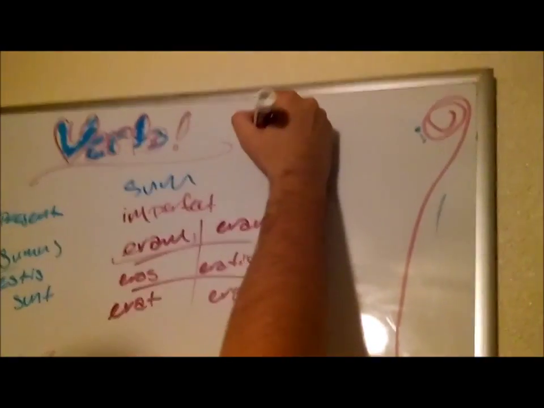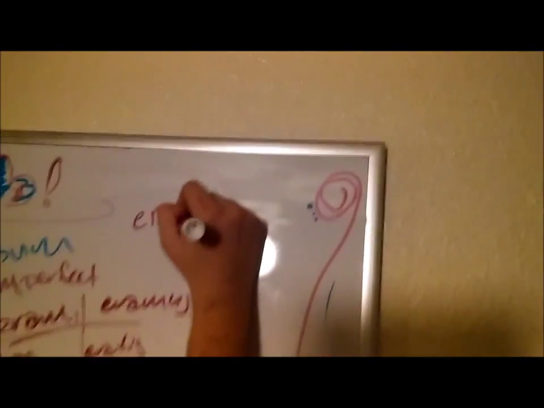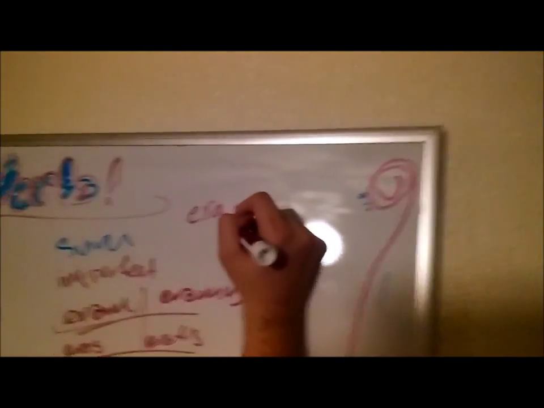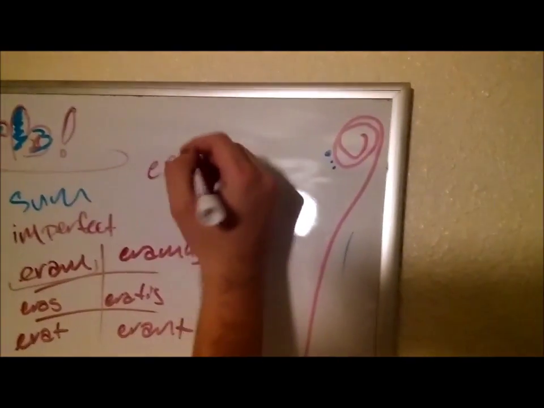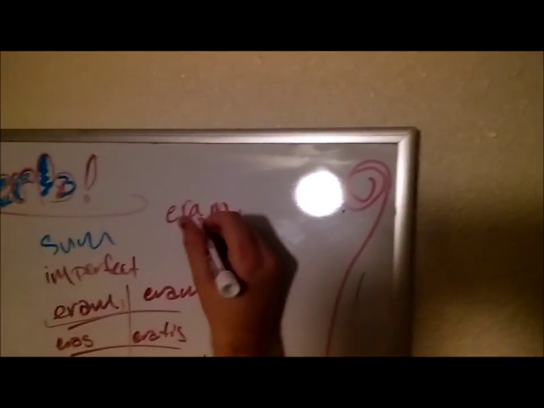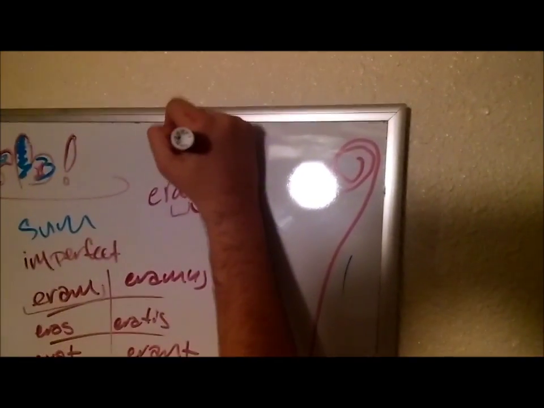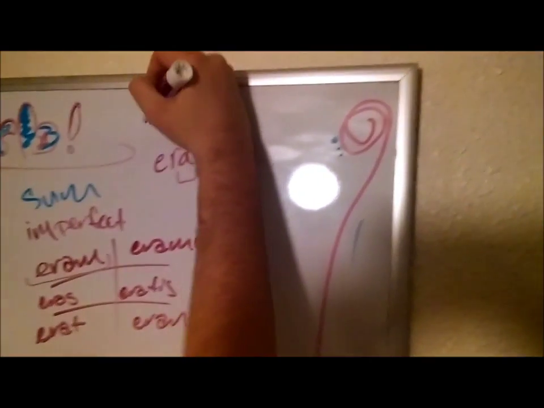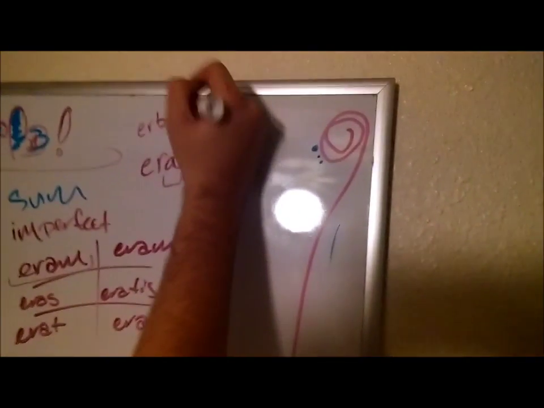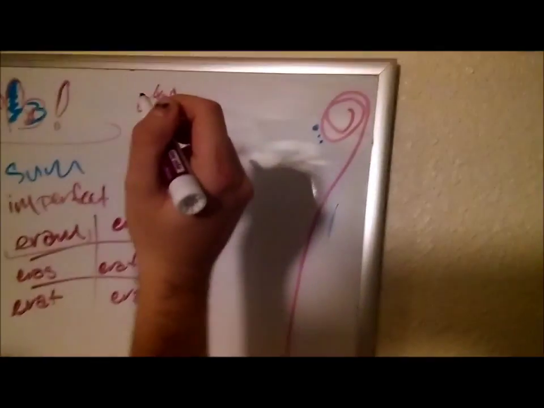So if we take eram, we have our personal ending for I, our tense marker. As you notice, it's not ba. The reason it isn't is that ba is kind of weird to say, so they just dropped the B. So we have our tense marker, and then we have our stem.